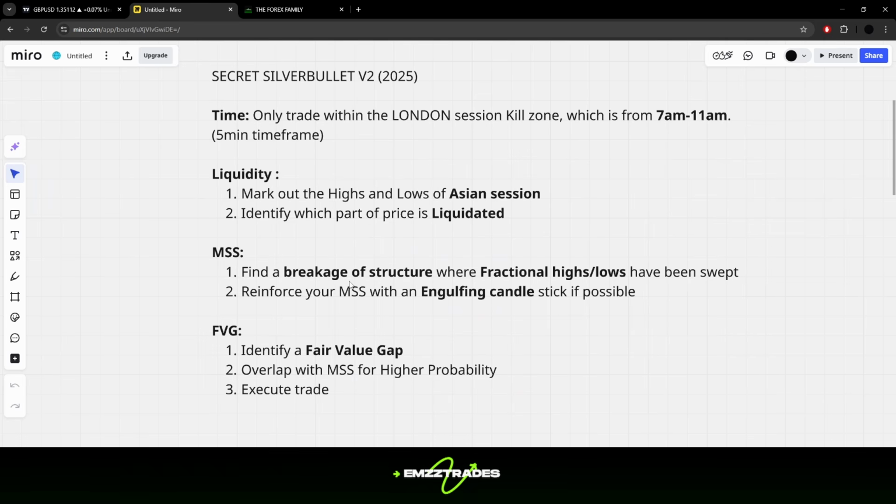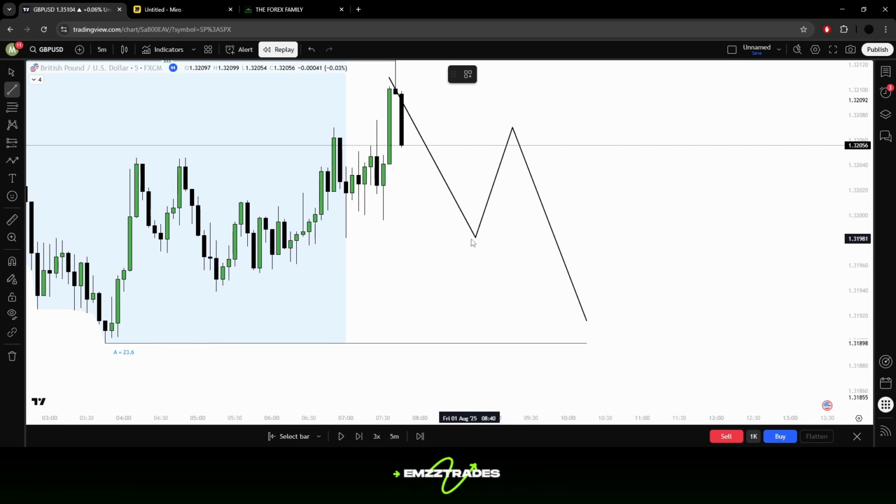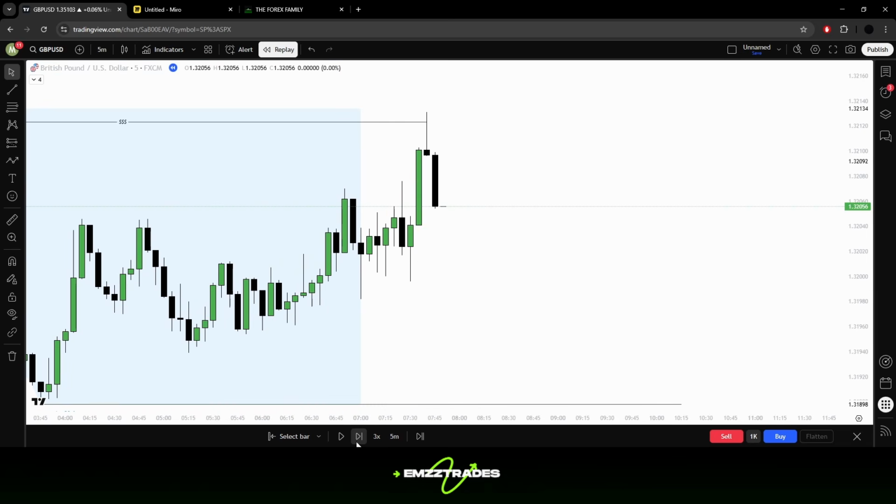We need to look for a break of structure where fractal highs and fractal lows have been swept, and then we can reinforce our market structure shift with an engulfing candlestick if possible, so we can actually hit this trade, right? So what we're looking for now is an actual market structure shift towards the downside. So we're looking for a movement like this where price breaks on itself and gives us that clean market structure shift. Obviously this is exaggerated, but we are looking for something like that in the markets right now.